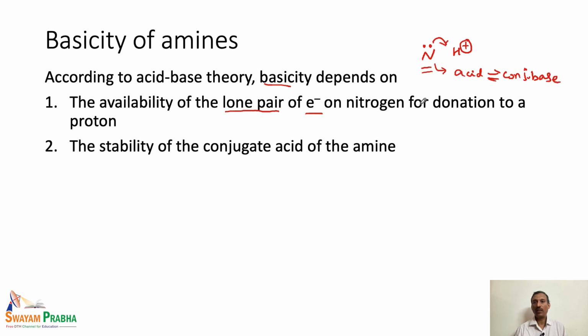So, when this is an equilibrium reaction, how the reaction proceeds depends on the stability of the species. If the acid is strong or more stable, then the reaction will move towards the left-hand side. If the conjugate base is a more stable species, then the reaction will move in the forward direction. So, this is how we can decide which direction the equilibrium is going to move. Based on that, we can say how the amine is going to be dissociated.